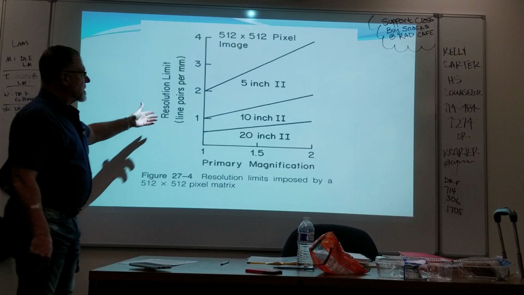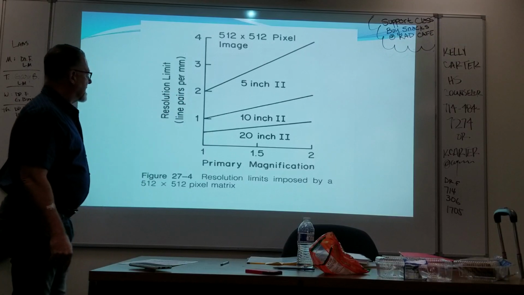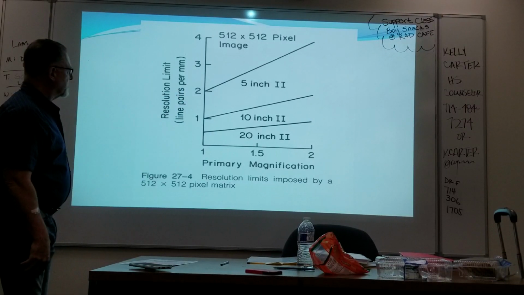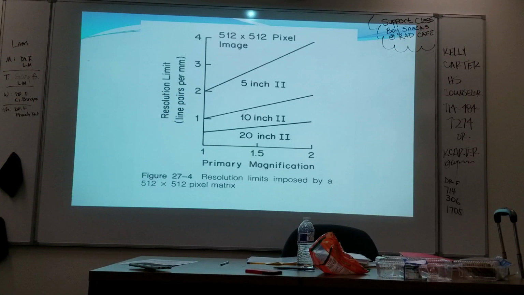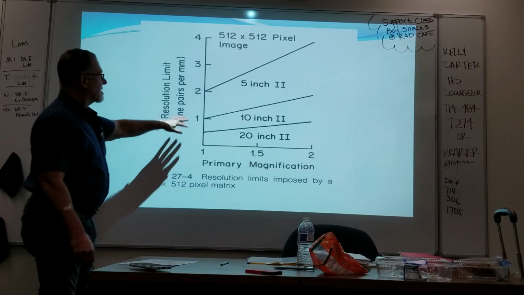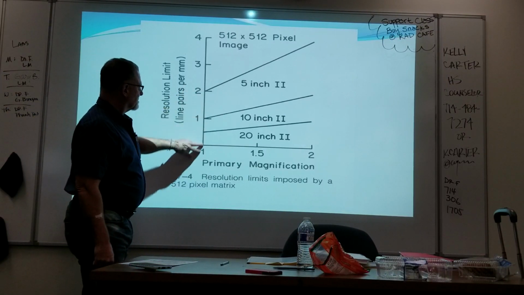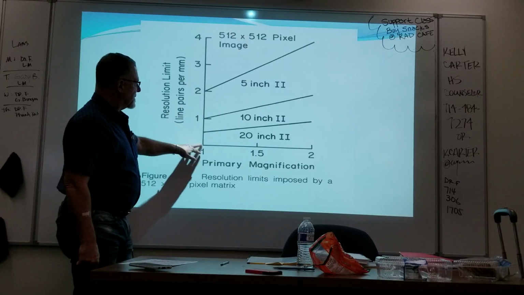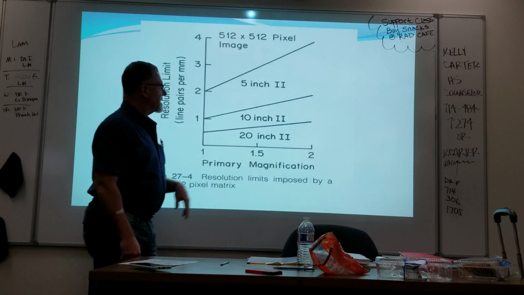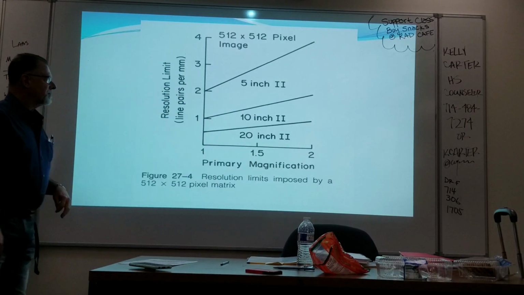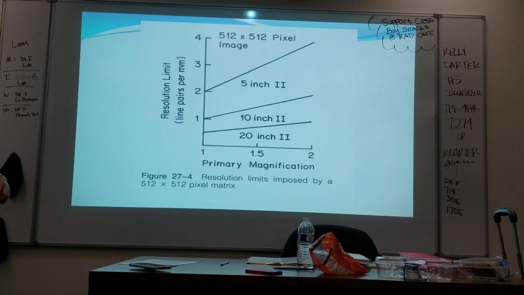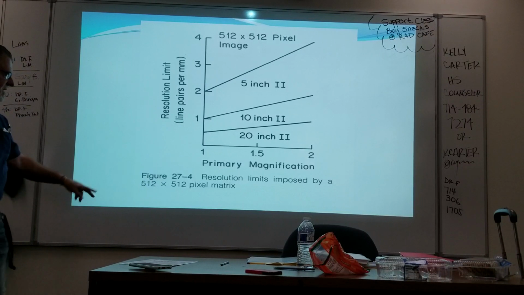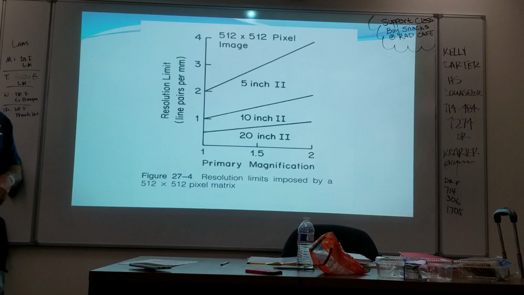Anyway, so for different types of IIs, the typical resolution limit, line pairs per millimeter, is about 2 or less. As you go up in magnification, you can get some better resolutions. Also, you have to be aware this is for 512 by 512 pixel.